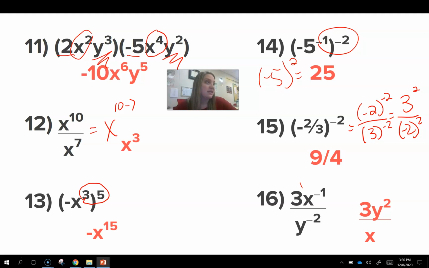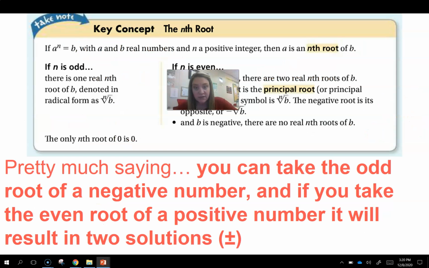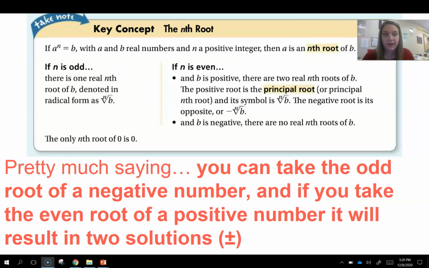All right? Now let's go into taking roots, certain roots. Okay? If we have a to the power of n that's equal to b, with a and b both being real numbers, and n is a positive integer, right, so it's a positive number, then a is an nth root of b. Okay? If n is odd, there is one real nth root of b denoted in radical form as n root b. The only nth root of 0, by the way, is 0.